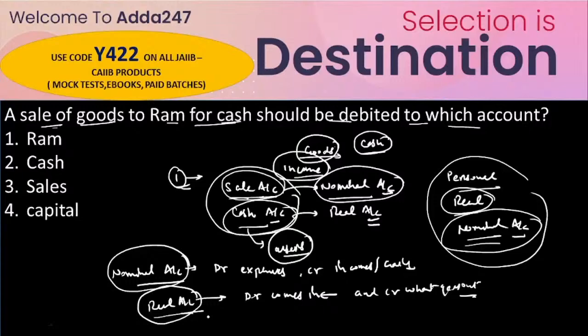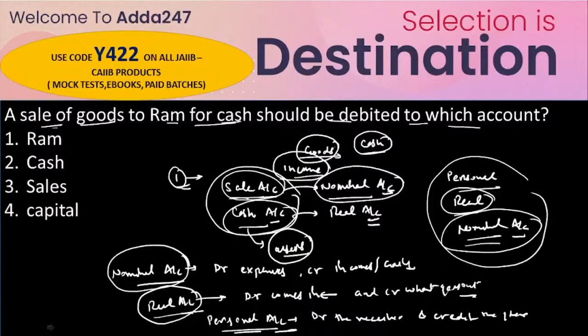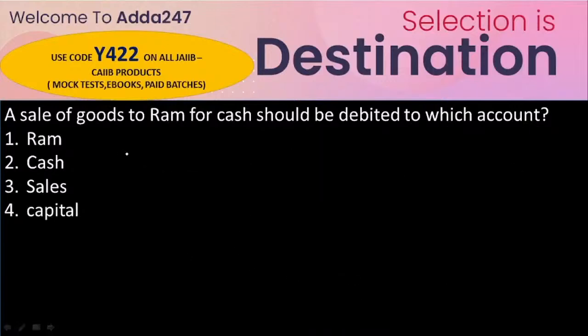And for the personal account, what does the golden rule of accounting say? Anyone can tell me what the golden rule of accounting says for the personal account? That is: debit the receiver and credit the giver. Okay, so now just remove all the things here.